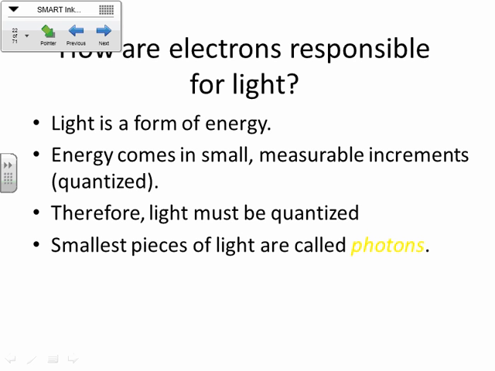Sorry. The smallest pieces of light are called photons. P-H-O-T-O-N-S. It's basically protons with an H instead of an R. Okay? Photons. I'll just trace over it. I don't know if this is going to work or not, actually. Oh yeah, that works pretty well.